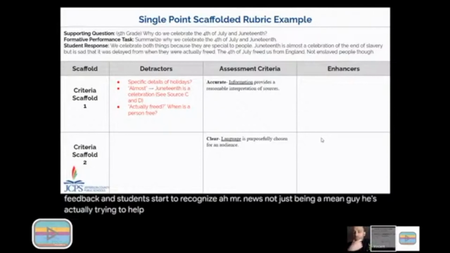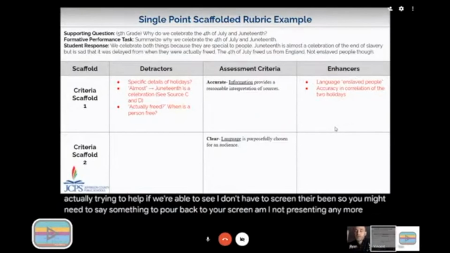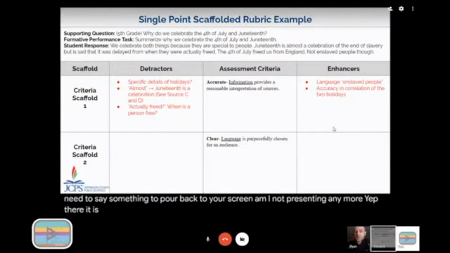If we're able to see, I don't know what happened to our screen there, Vincent. You might need to say something to pull it back to your screen. Am I not presenting anymore? No. Yep, there you go. It kept going back and forth a little bit on my screen.